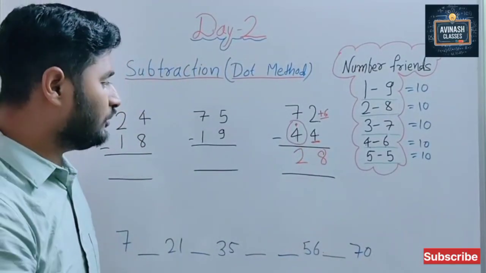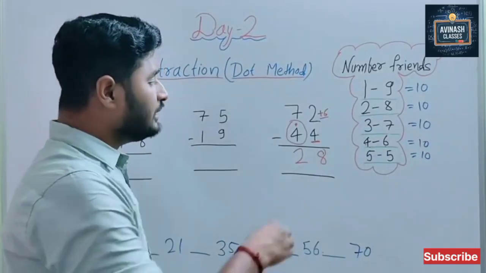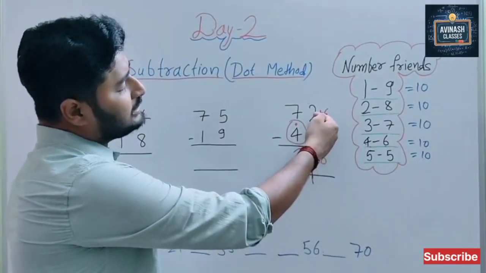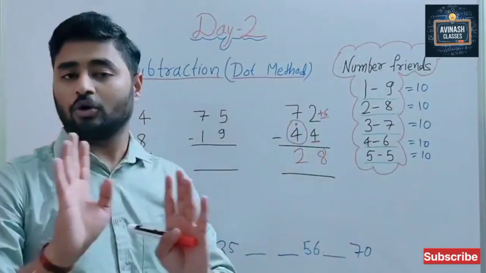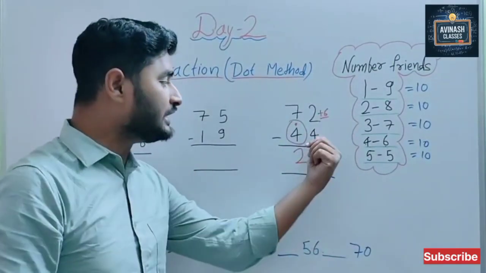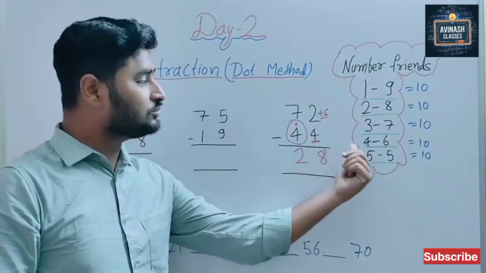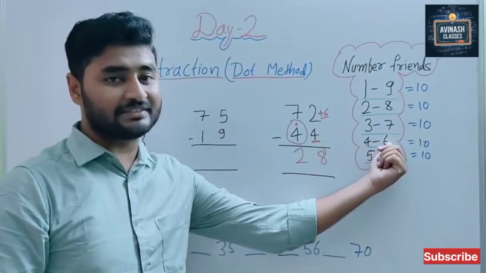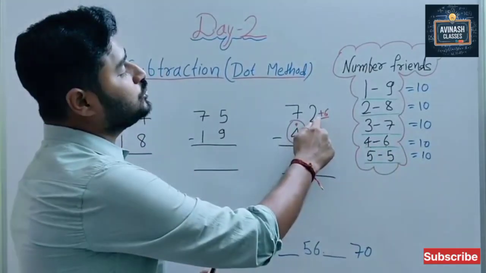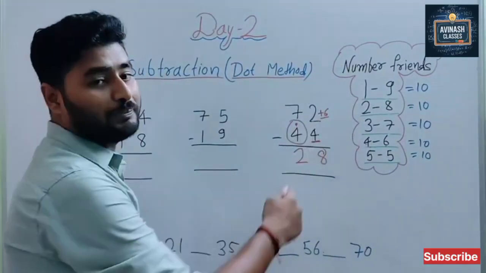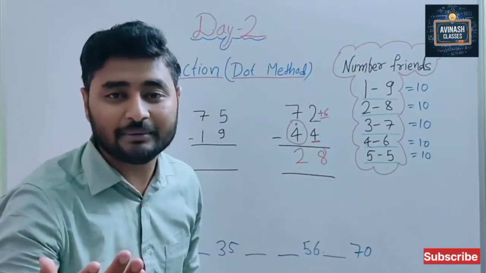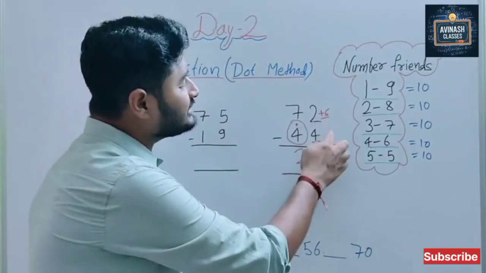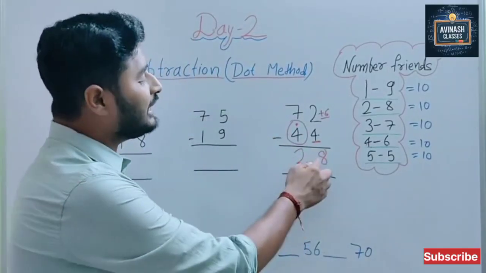28. Okay, now please once more. So here what are we checking, sir? 2 minus 4, that is not possible. So we have to check who is the friend of 4. Here the friend of 4 is 6. So we have to add 2 plus 6. What do we get? Yes, tell me, every student. 2 plus 6 is 8. So here we write 8.